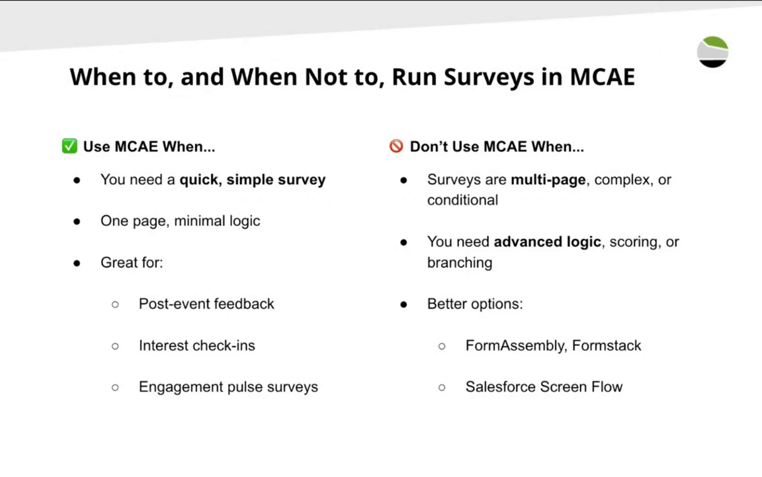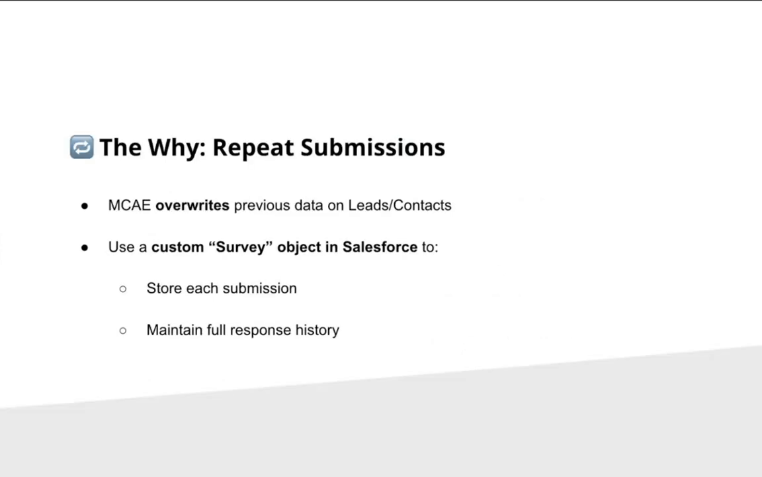And today, we're going to make MCAE do exactly what it's good at. If you're already using Marketing Cloud Account Engagement, or even just exploring it, there is something you need to know. MCAE can only write directly to leads, contacts, or person account records in Salesforce. That means every time someone fills out the form, their latest submission overwrites the previous one. Gone. There's no history for your team.